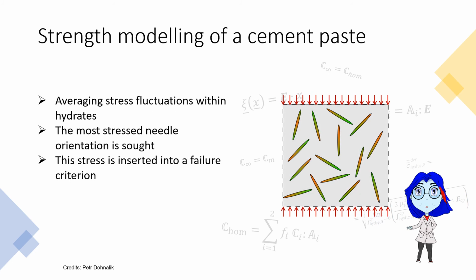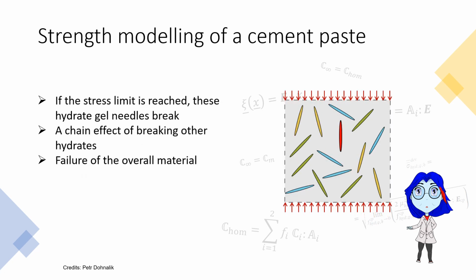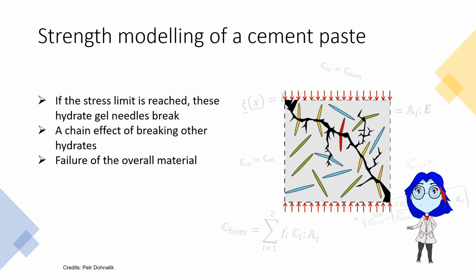The stresses within hydrates are averaged, and subsequently the most stressed needle orientation is sought. This stress value is inserted into a failure criterion, which tells us whether the stresses in the most loaded hydrates reached their stress limit. If this is the case, these hydrates break, which causes the chain effect of breaking other hydrates as well. And it leads to the failure of the overall material. Then we can say that the strength of a cement paste has been reached.